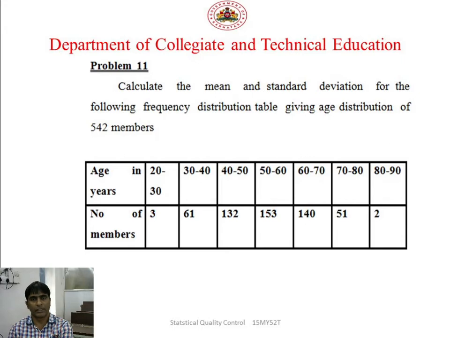The ages range from 20 to 30, 30 to 40, 40 to 50, 50 to 60, 60 to 70, 70 to 80, 80 to 90. The number of members in the first group, 20 to 30, is 3. Next, 30 to 40 is 61. Next 132, 153, 140, 51 and 2. Like that we have the number of members. So this is your problem. You should solve this problem.